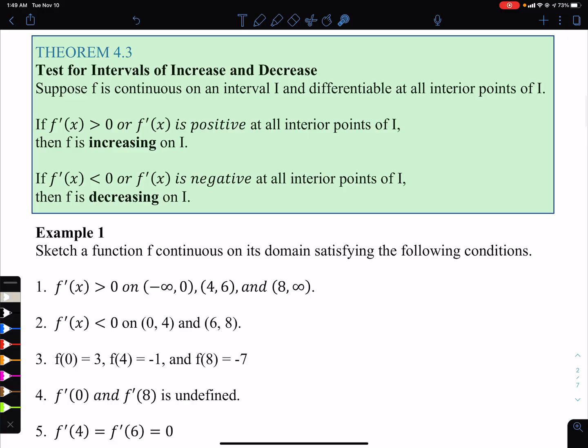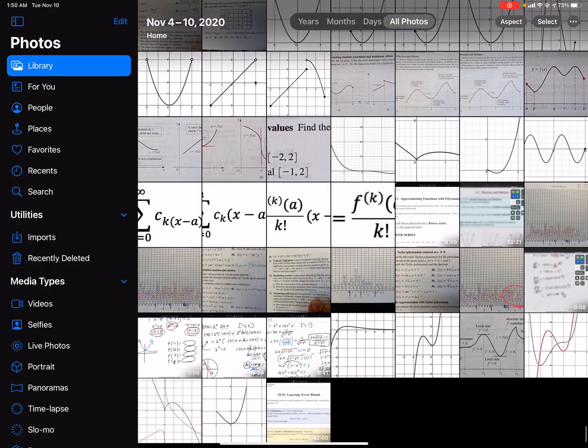Here is the big theorem. This is actually pretty easy and pretty intuitive, so please don't memorize this. It should make total sense, and I will do a visual example. All this is saying, you don't have to worry about all this up here. If the derivative is positive, greater than 0, then the function's increasing at those points. And if the derivative is negative, then the function's decreasing at those points. Please don't memorize this. I'm going to do an example for you.